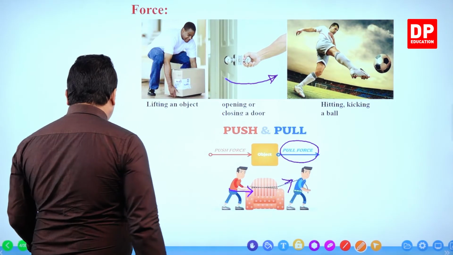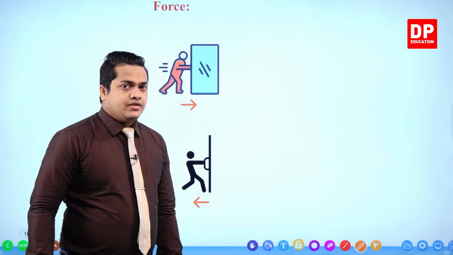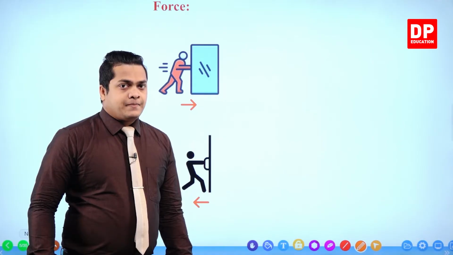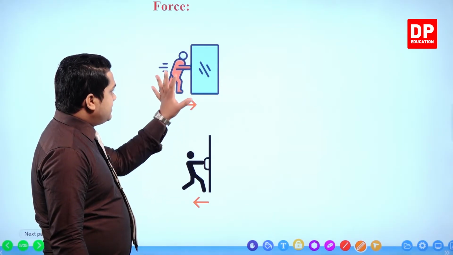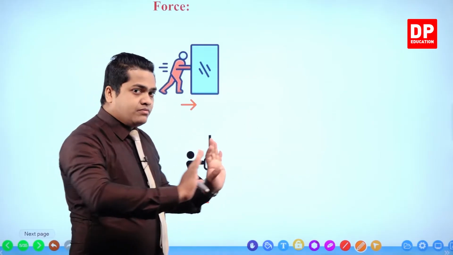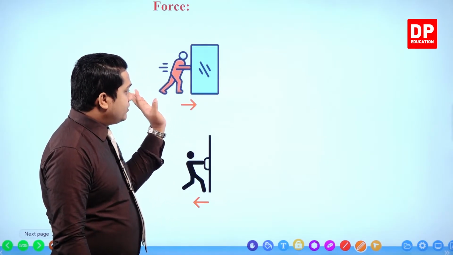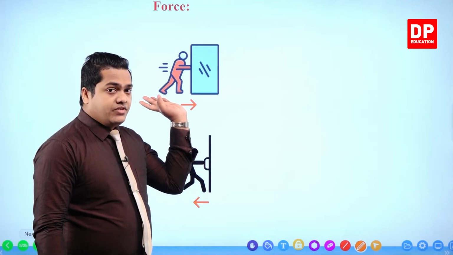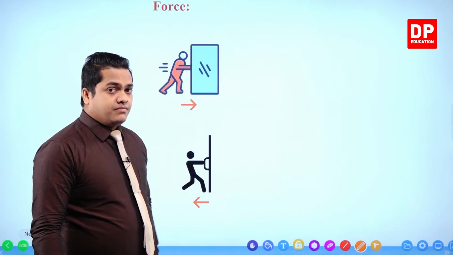Right then. So here now you can observe two different figures. Can you now identify what are these two instances? What kind of a force is applied in these two instances? Let's see. In the first figure, you can see that a person is moving an object away from the side where the person is. Now the person is applying a force to move the object away from him.